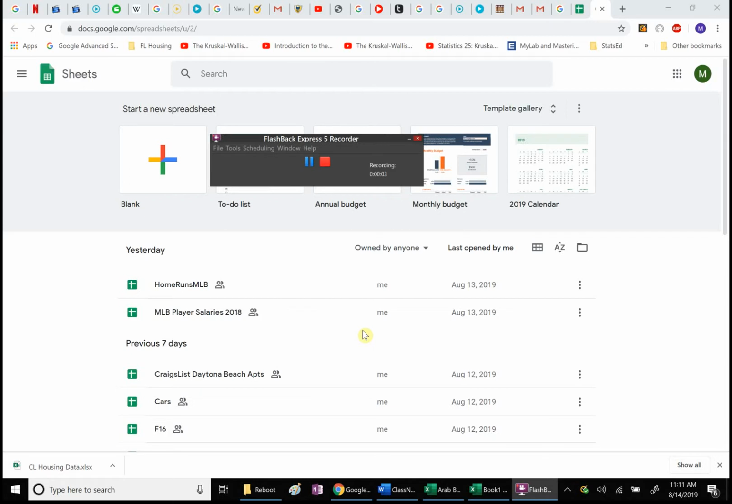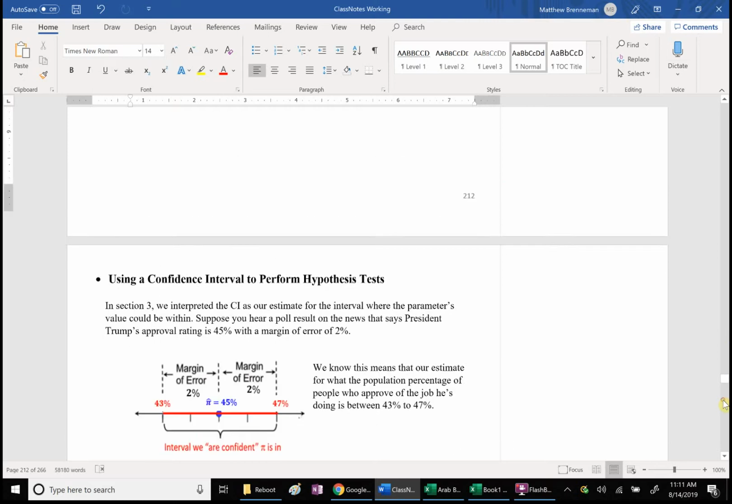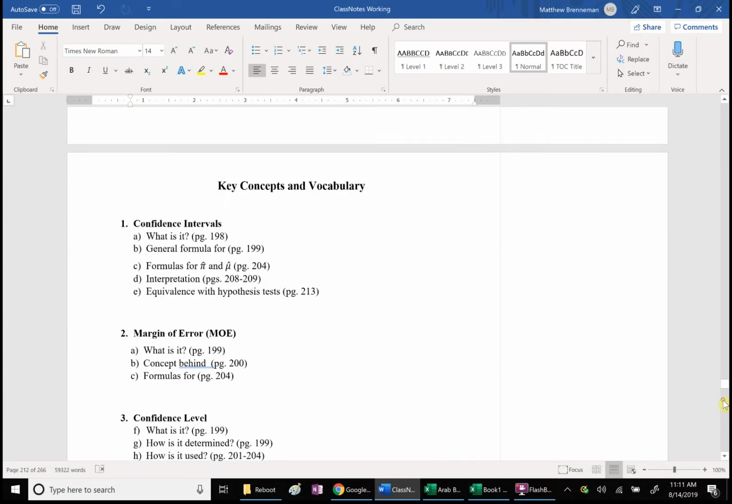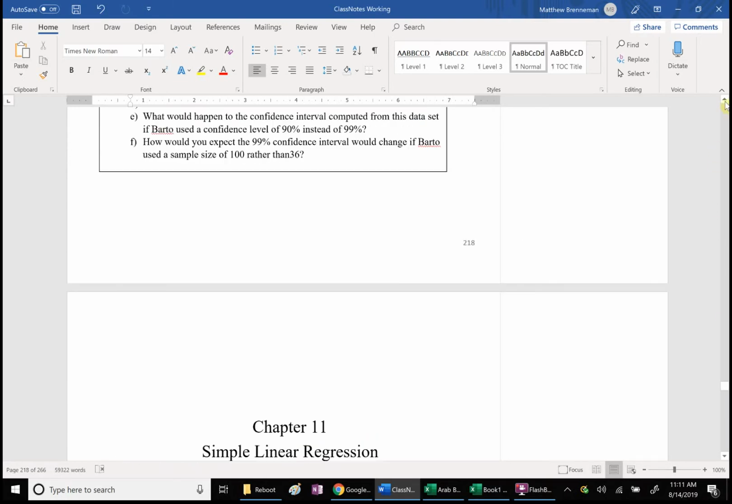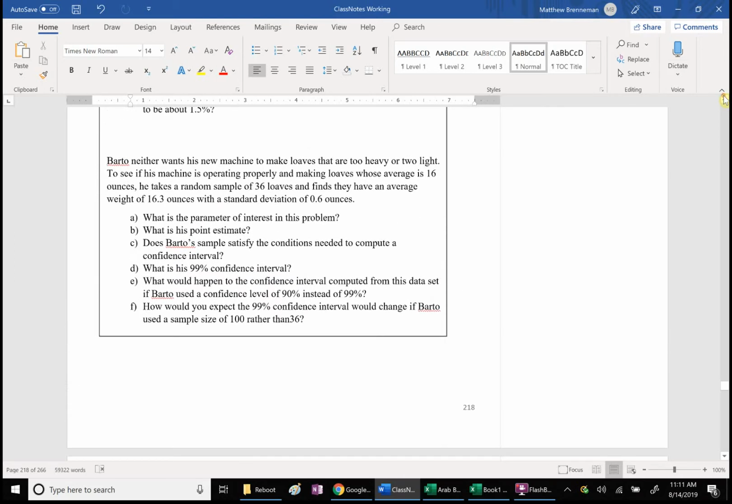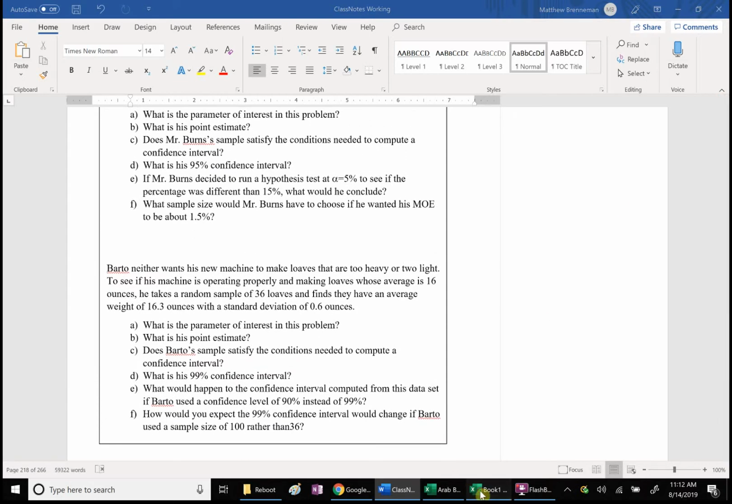So now we want to see how to do confidence intervals for the population mean. And so I'm going to do a couple of problems from the book. The first problem we'll do is actually one of the practice problems at the end of the chapter. And then we'll go ahead and do one of the examples from the book.